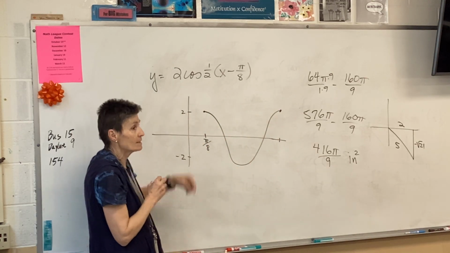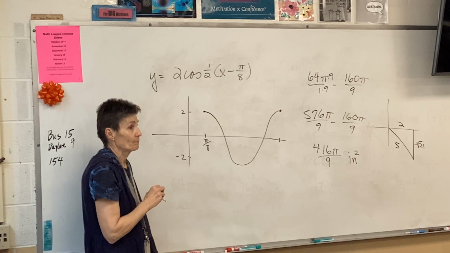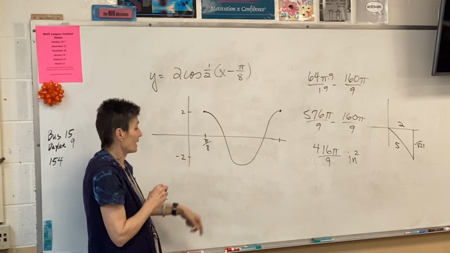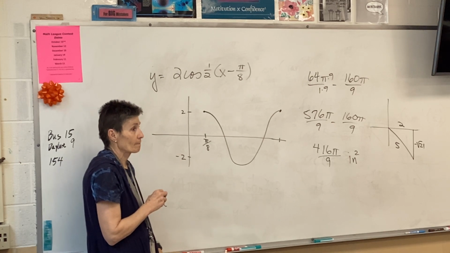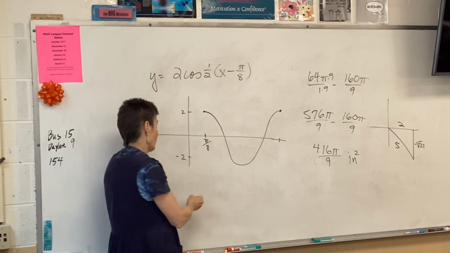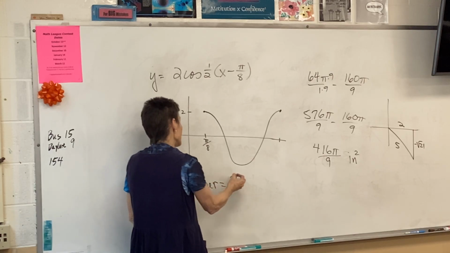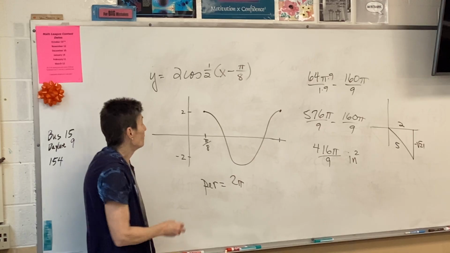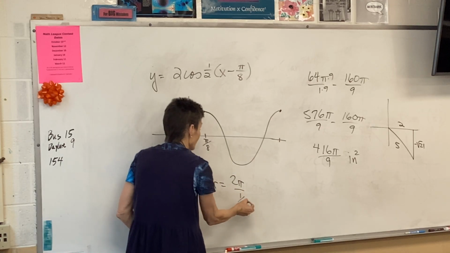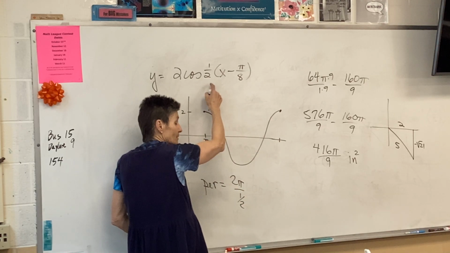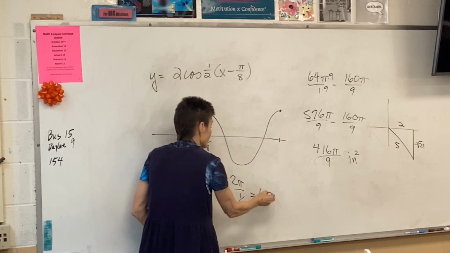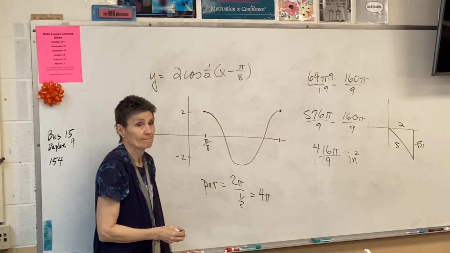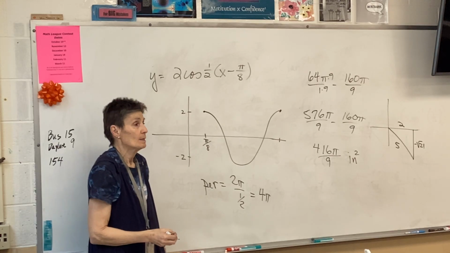It's a positive cosine. 4 pi. There's no vertical shift. So it's up 2, down 2. Now, the period is supposed to be 2 pi, but I divided by a half, so that's 4 pi. I think so. That's 5 pi over. Now, all the way down.